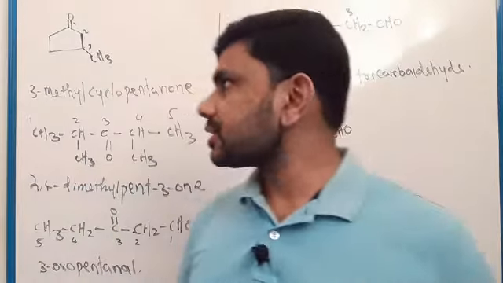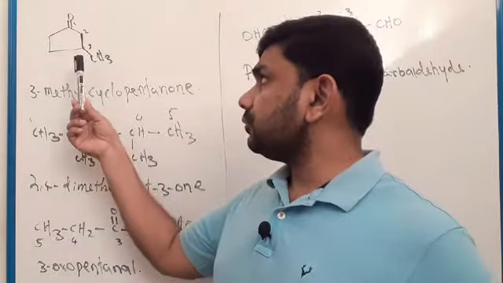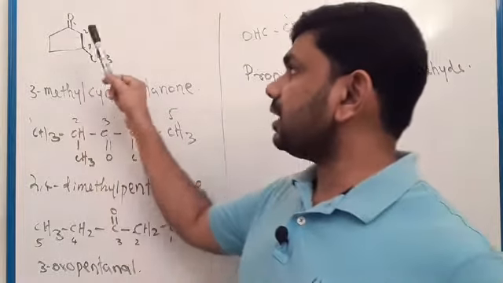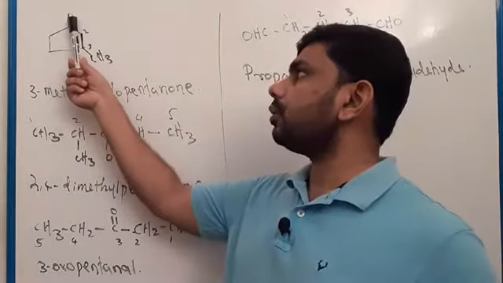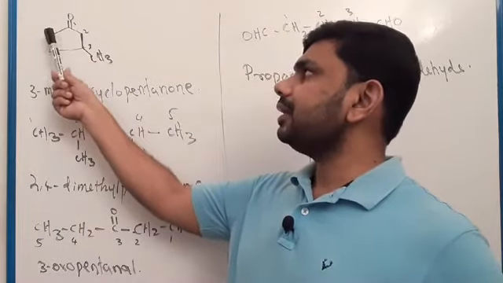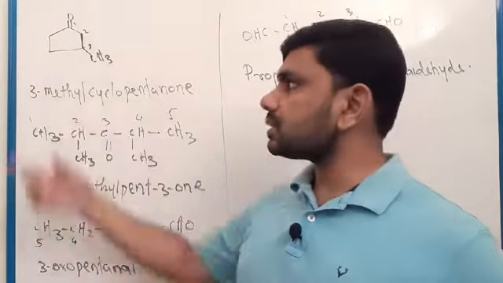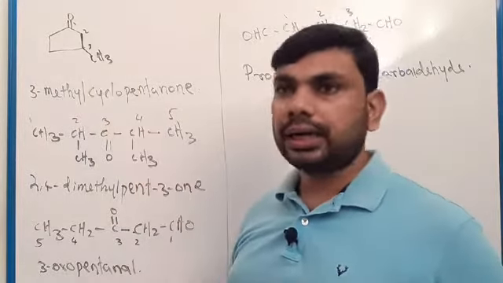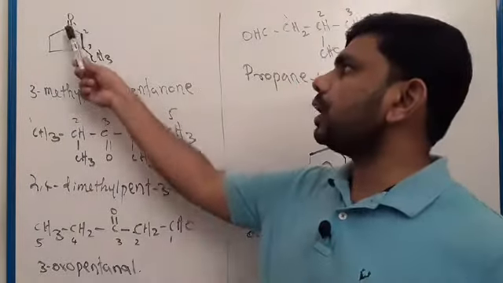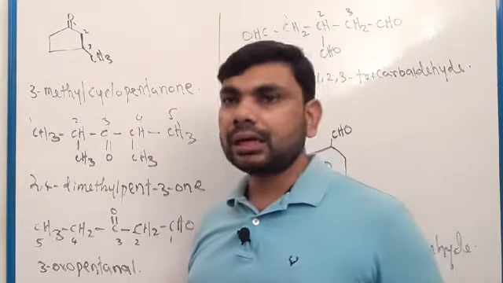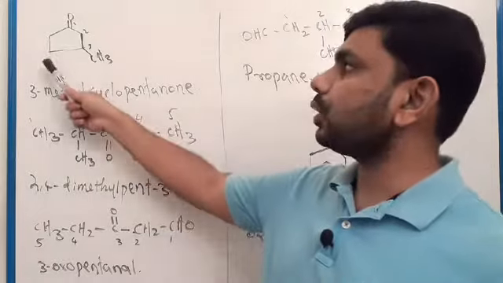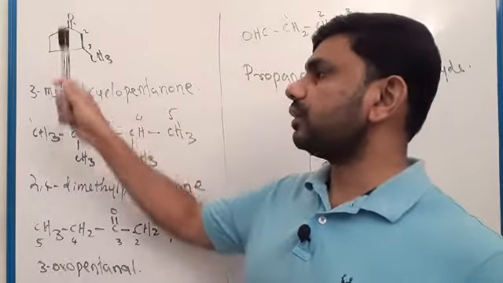Next one: this is not an aldehyde, this is a ketone. Here is a carbon double bond oxygen with a carbon atom on each side. This is a ketone, not an aldehyde. Here 1 2 3, in the third position there is CH3, so 3-methylcyclopentanone, because there are 1 2 3 4 5 carbons.